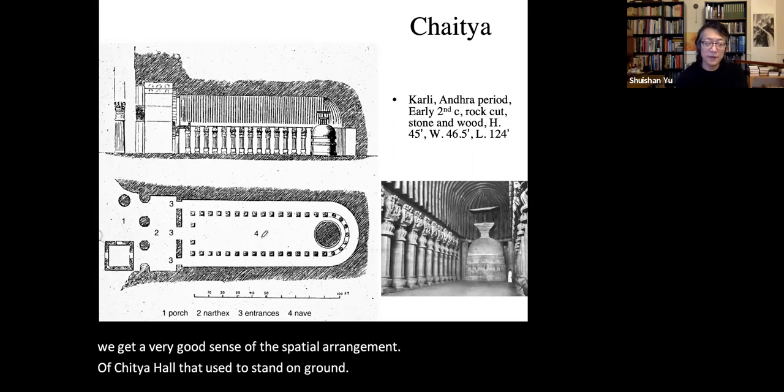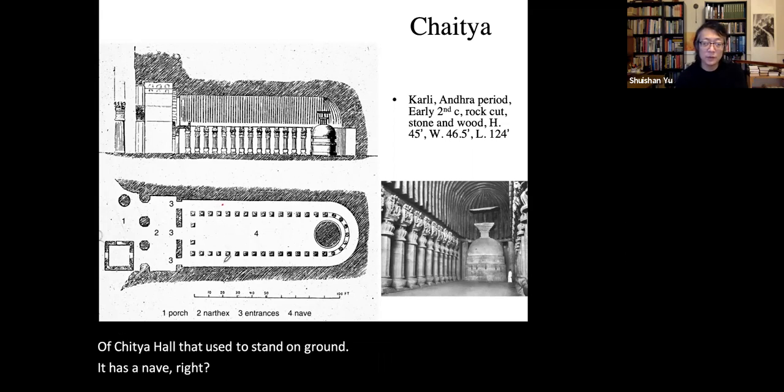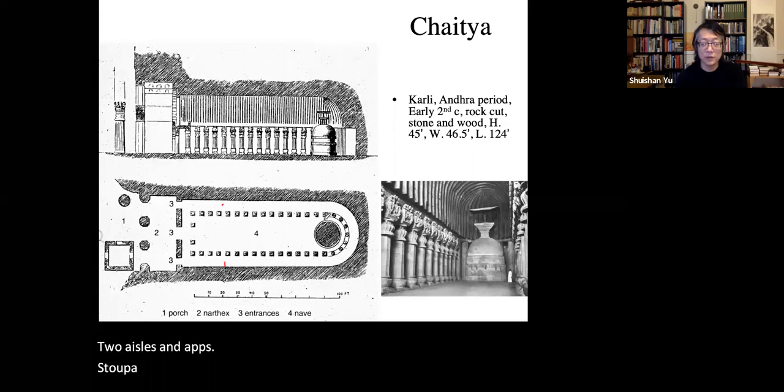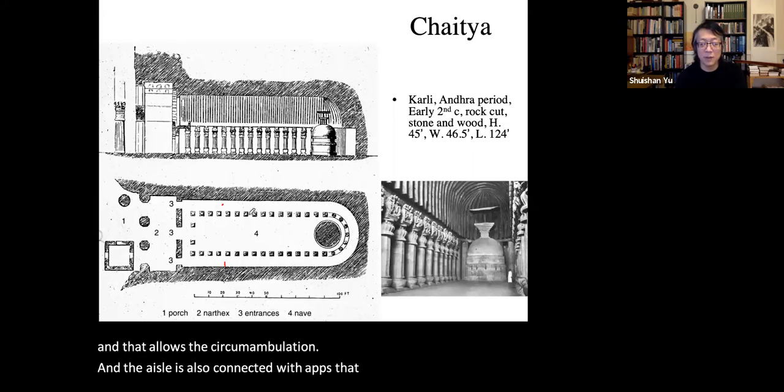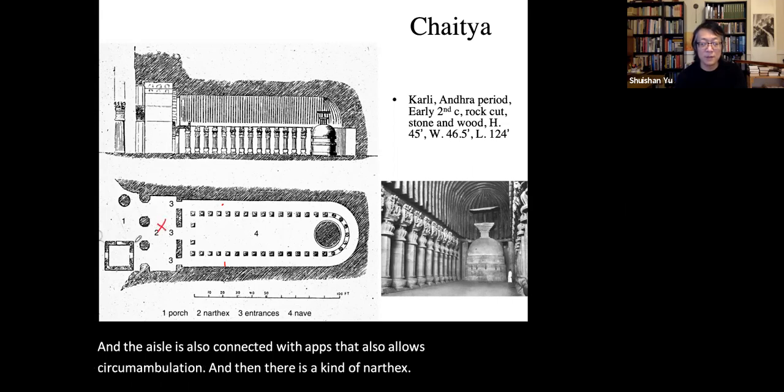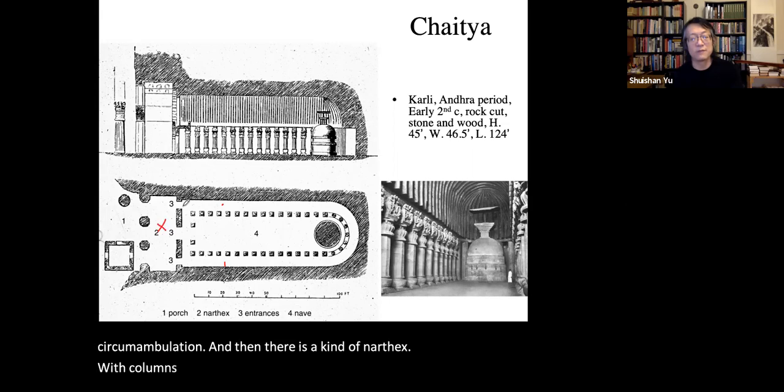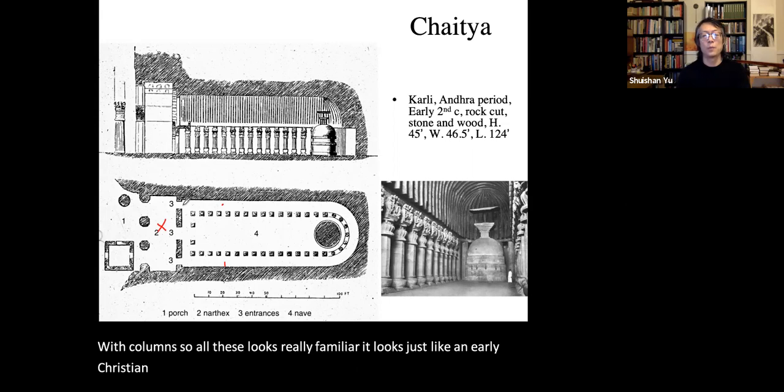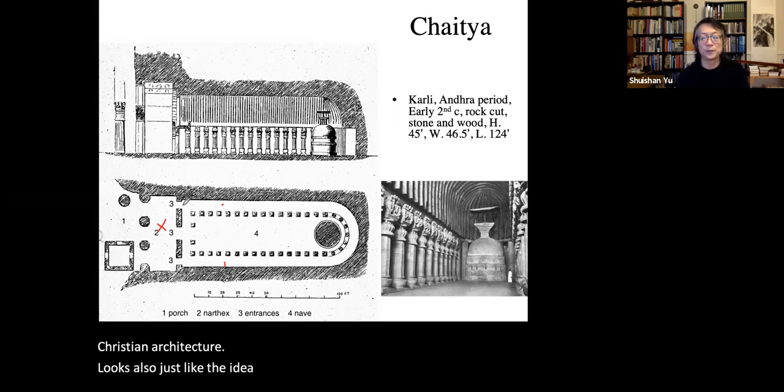It has a nave, right? Two aisles, an apse, a stupa, and that allows circumambulation. And the aisle is also connected with the apse that also allows circumambulation. And then there is a kind of narthex with columns. So all of this looks really familiar. It looks just like early Christian architecture. Looks also just like the idea of a basilica, right?